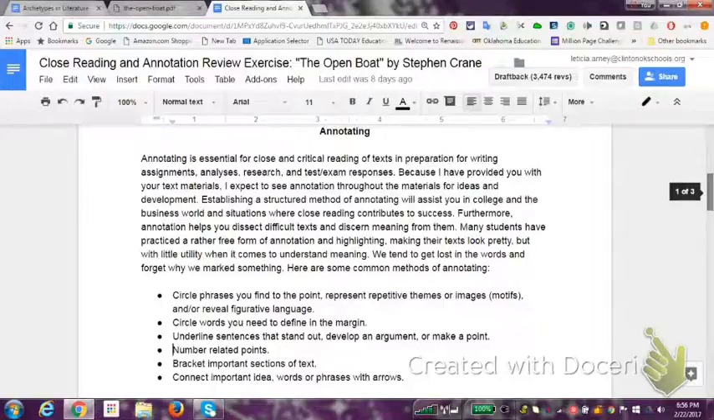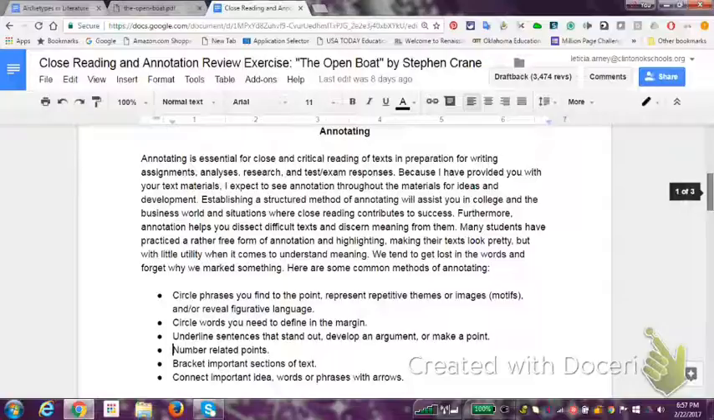Establishing a structured method of annotating will assist you in college and the business world and situations where close reading contributes to success. Furthermore, annotation helps you dissect difficult texts and discern meaning from them. Many students have practiced a rather free form of annotation and highlighting, making their text look pretty, but with little utility when it comes to understanding meaning. We tend to get lost in the words and forget why we marked something.